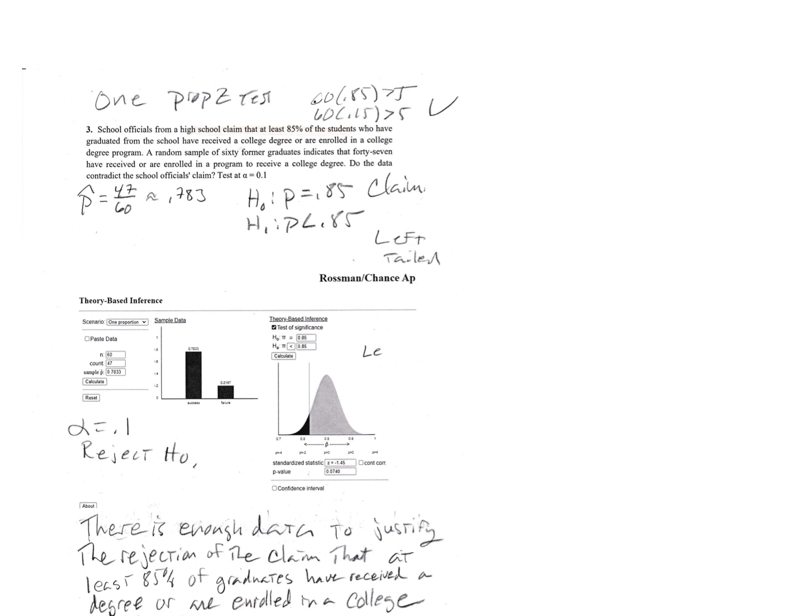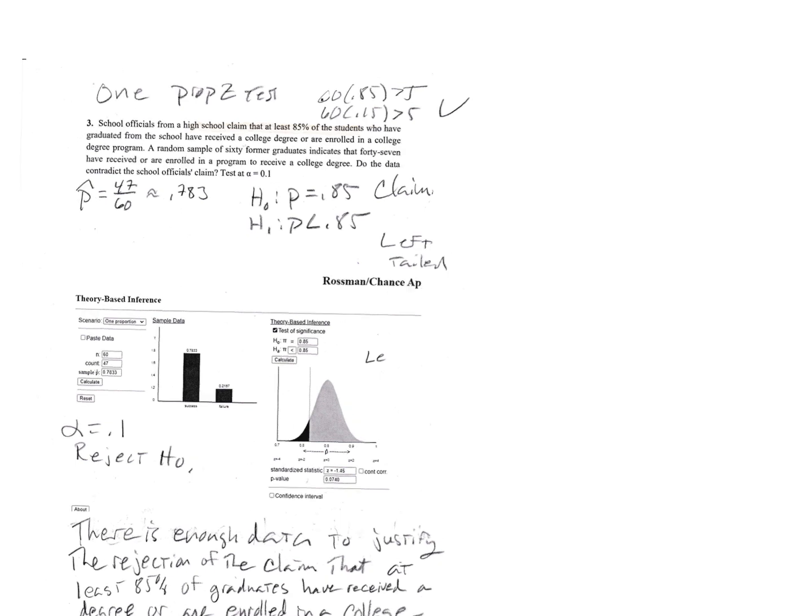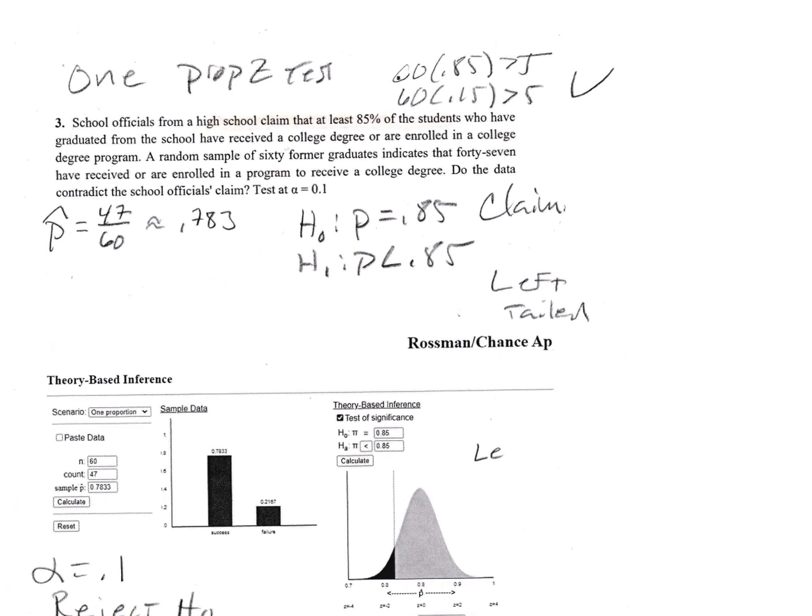One last test, because it's about proportions, I wanted to show that to you, because this is a little weird. I said a right tail test or left tail test, and that's why I did this one. So this is school officials claim that at least 85% of the students who graduate from their school have a college degree or are enrolled in a college degree program. I see the percentage. They aren't telling me anything about a standard deviation, so I know this is going to be a proportion. I think I'm going to use a one proportion z-test, one prop z-test.